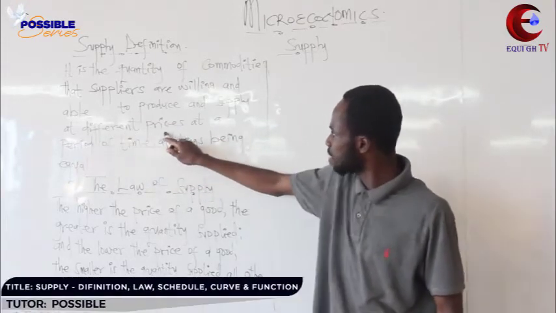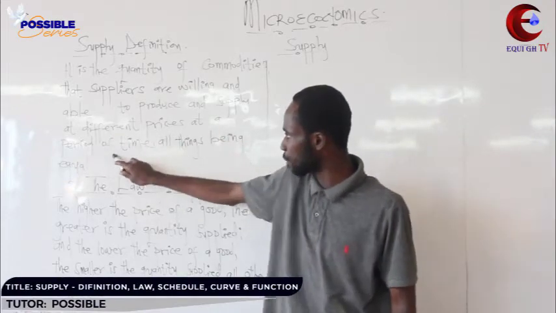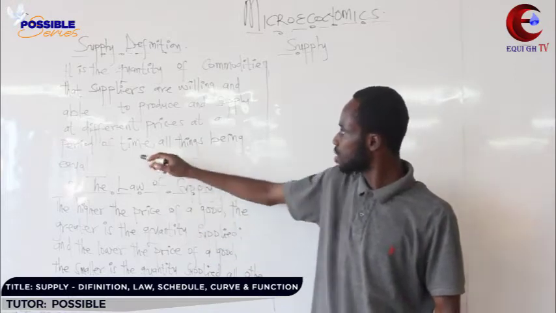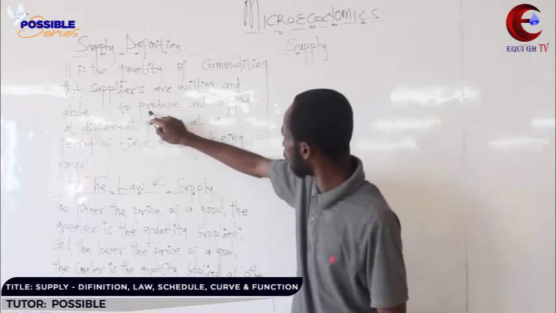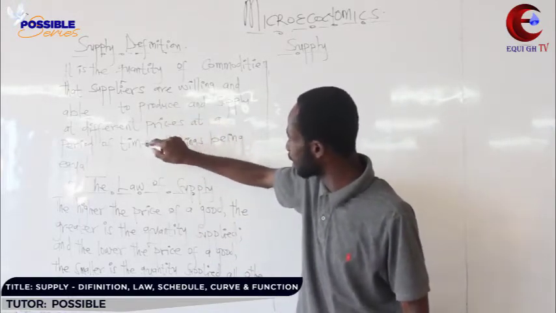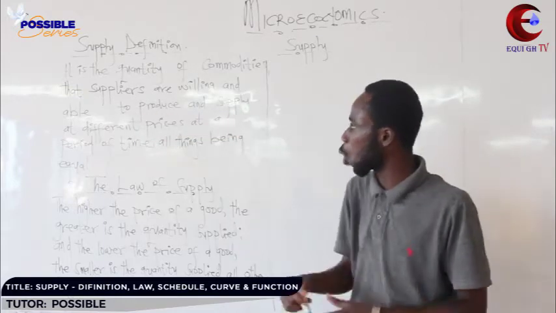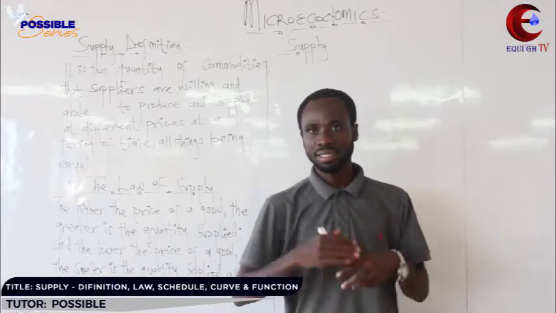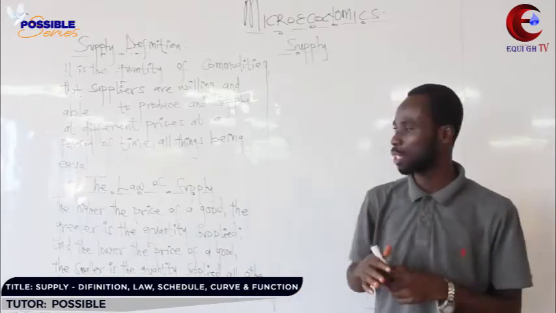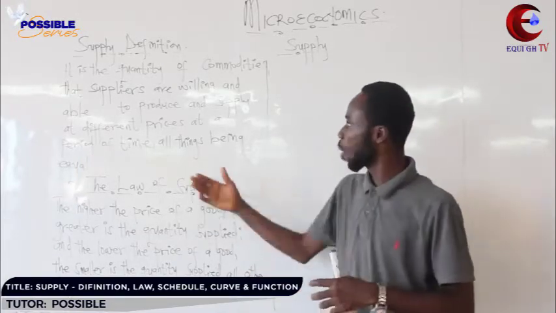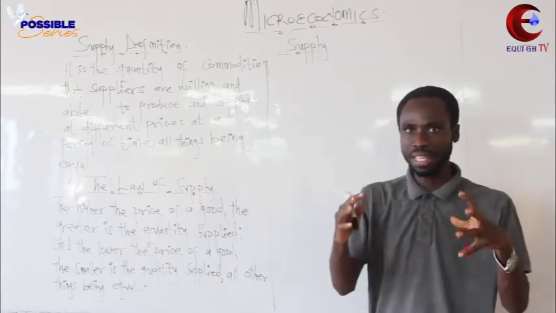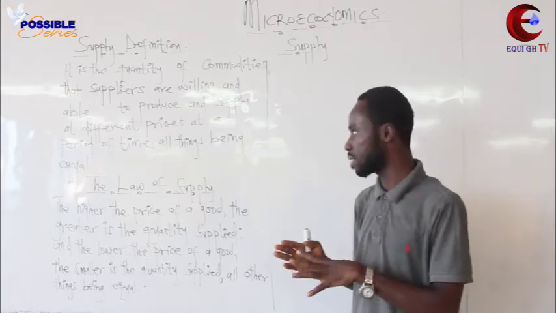So the ability to produce and supply at different prices at a period of time. We could see that the quantity they will be producing is also contingent on prices. That synopsis was introduced when we were working under the concept of demand, and the same thing still applies here. I hope it makes sense.